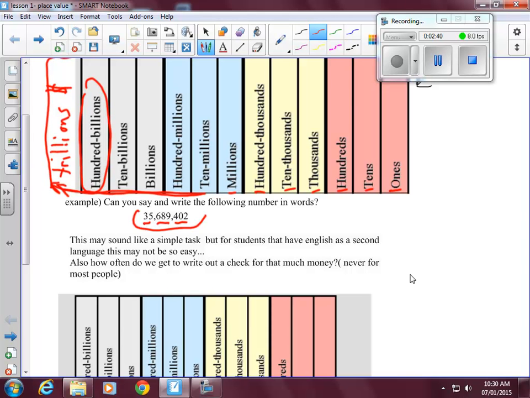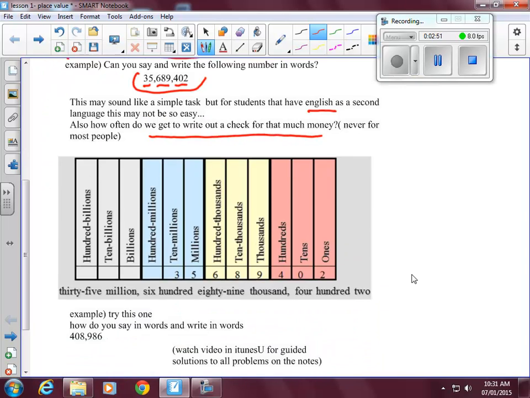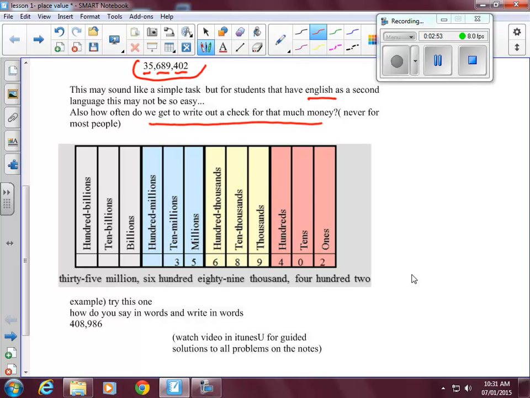So like I said, this may sound like a simple task to write this out, but it may be difficult for some students. How often do we get to write out a check for that much money in the real world? So you see here, this first one I have the answer written out.